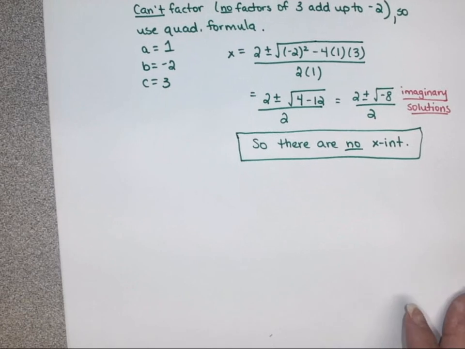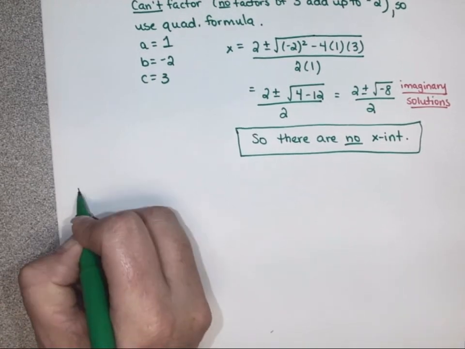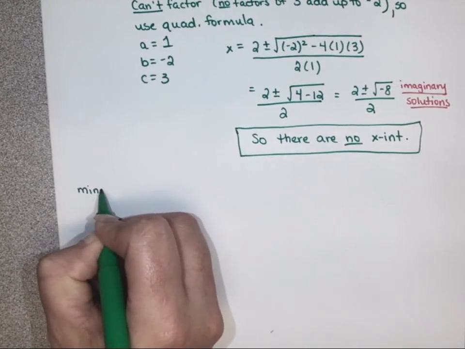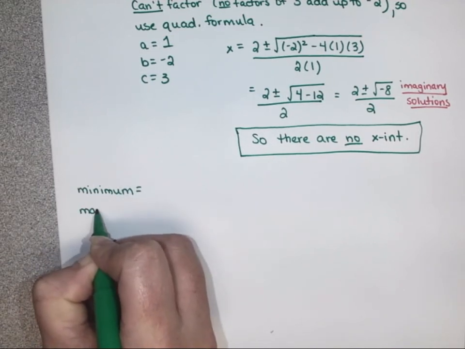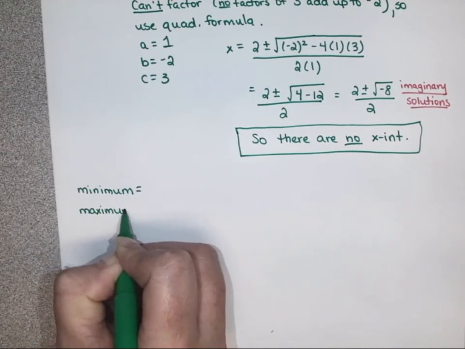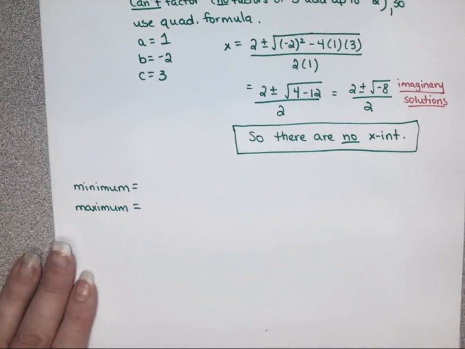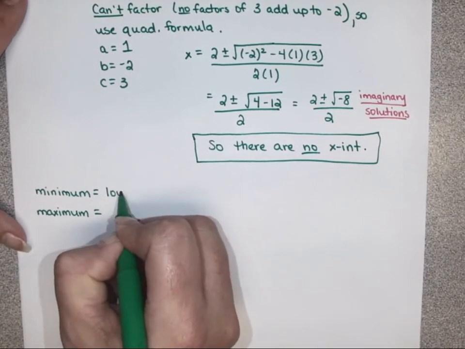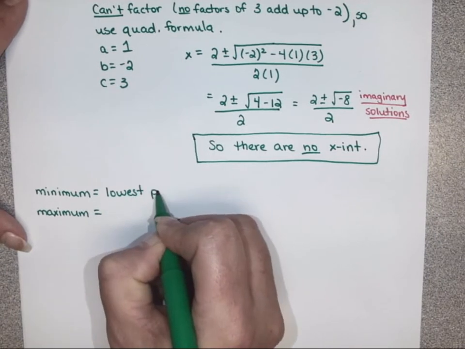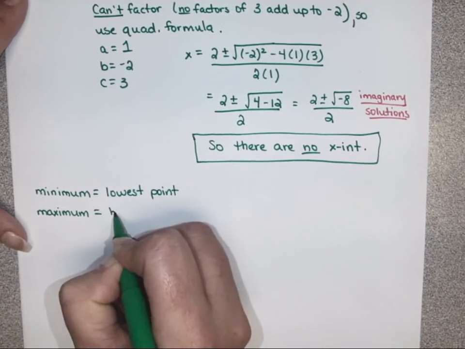Okay, so the last thing that I want to look at with these parabolas involves something I feel like you'll already really know what they are, just maybe not how to find them. Okay, so with parabolas, well, actually just in general, what is the minimum in general, apart from parabolas? The lowest point, right? And what's the maximum? The highest point?